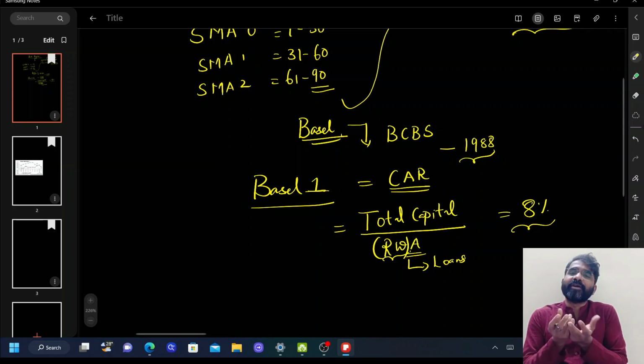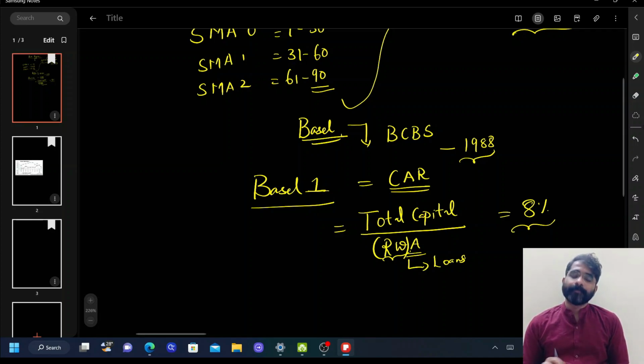And overall, if I have to give a 100 rupees loan, the bank needs to have a capital of at least 8 rupees. This capital is not deposits, it's the bank's money. Deposits are not the bank's money, deposits are the public's money. So this is one understanding. So it's the bank's own capital. So this total capital to the risk weighted asset should be 8%.